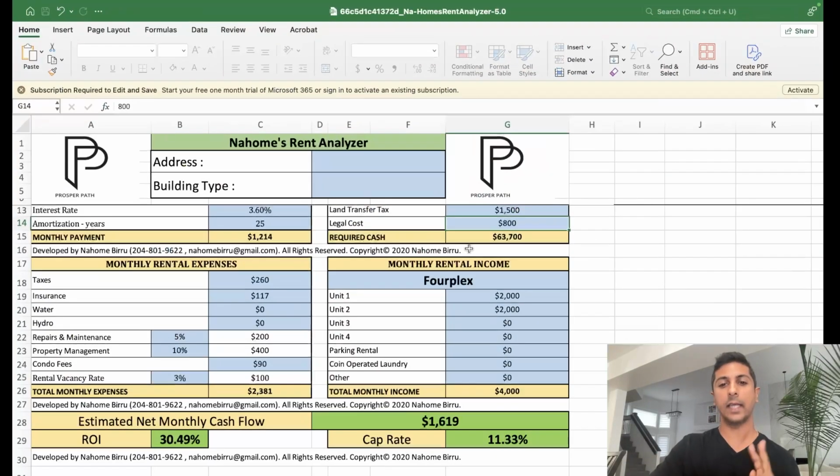Now, the second thing you want to figure out, the really important metric that real estate investors should look at, is the cap rate, the capitalization rate.